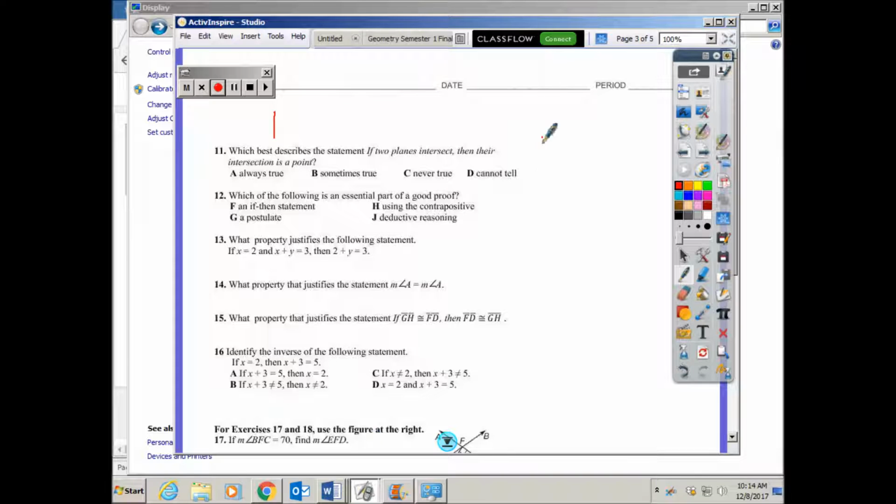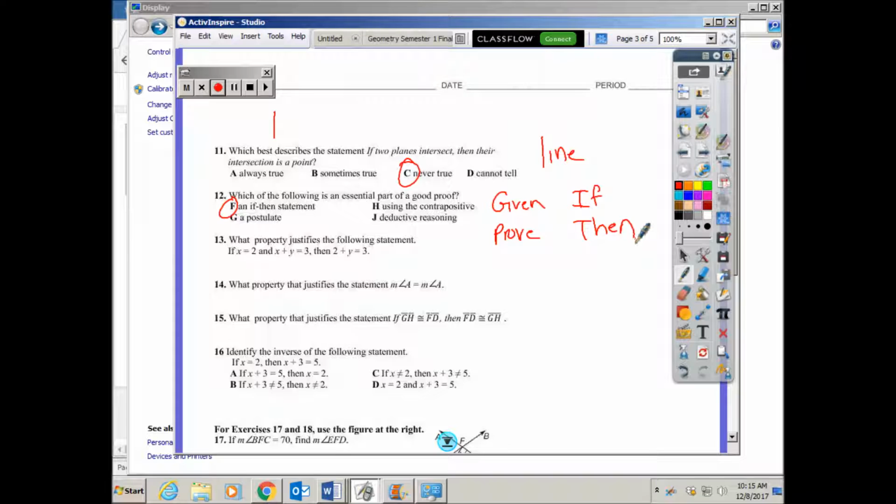Okay, so they intersect in a line, so this is never true. Which of the following is an essential part of a good proof? You always need an if-then statement. That's what you're doing. What you're given is your if. What you're asked to prove is your then. If this is true, then that is true.